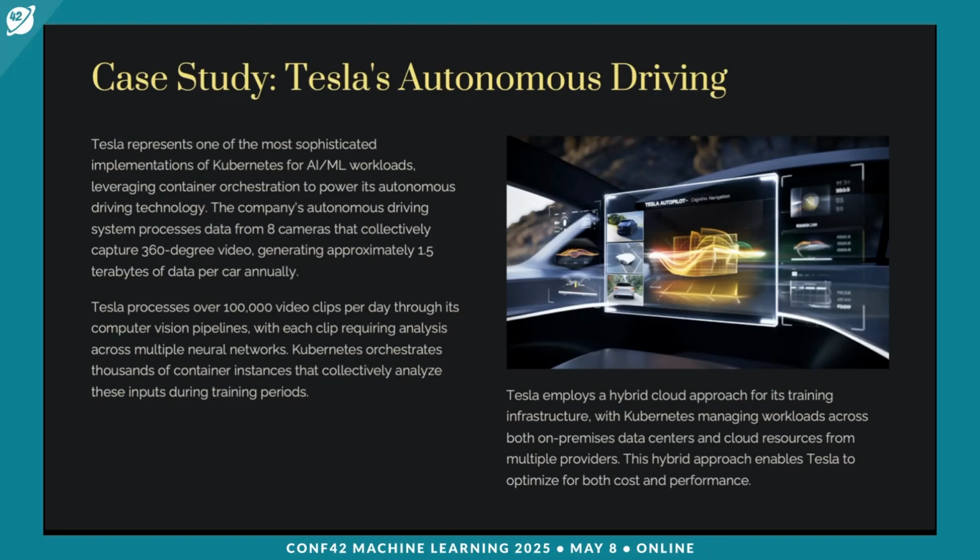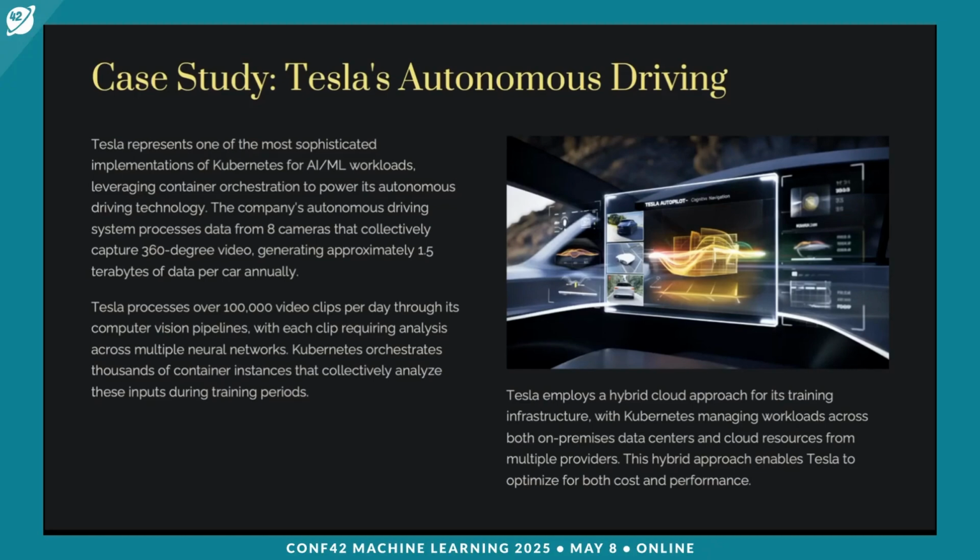Tesla processes over 100,000 video clips per day through its computer vision pipelines, with each clip requiring analysis across multiple neural networks. Kubernetes orchestrates thousands of container instances that collectively analyze these inputs during training periods. By containerizing their 360-degree camera inference pipeline, deployment time dropped from 2 weeks to under 4 hours.